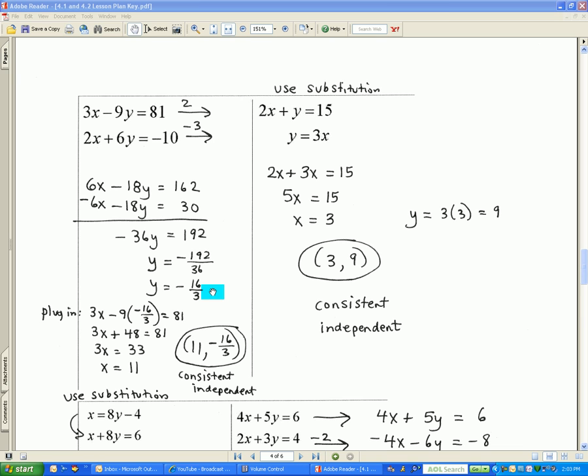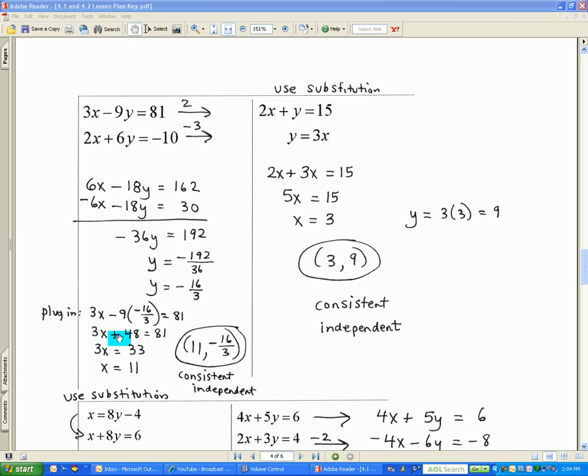Now, what I need to do next, you've got to see not all answers always come out to be integers. But what I do next is this. Let's say I take the top equation, okay? 3x minus 9y, which is negative 16 thirds, is equal to 81. When I'm multiplying these together, look what happens. The 3 goes into the 9 3 times. Negative 3 times negative 16 is a positive 48.